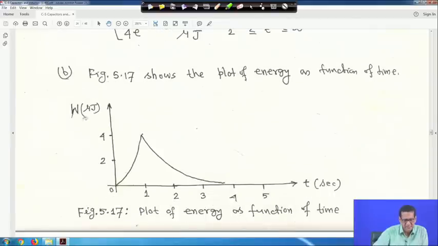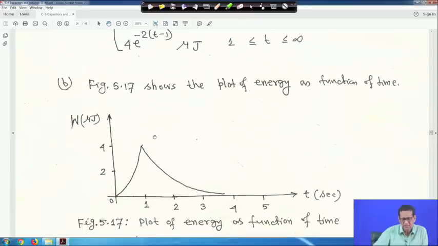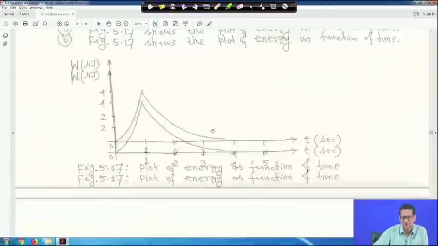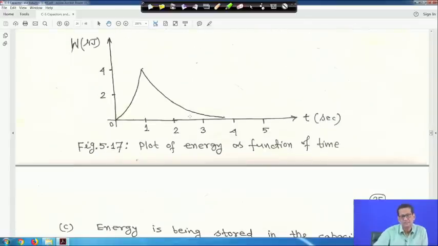So, this side is W in terms of microjoule, and this x axis is your time in seconds. If you plot it, it is 4t square up to this, and then the other part is for t greater than 1, less than infinity. So, this is 4 e to the power minus 2 into (t minus 1). This part is 4t square, and this part is 4 into e to the power minus 2 into (t minus 1), right. So, this is your energy function plot.